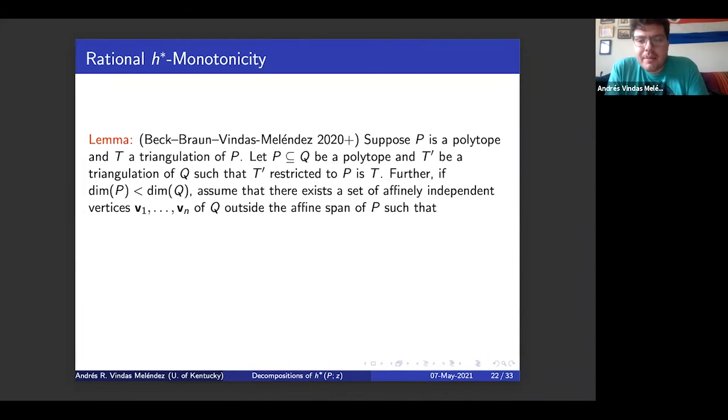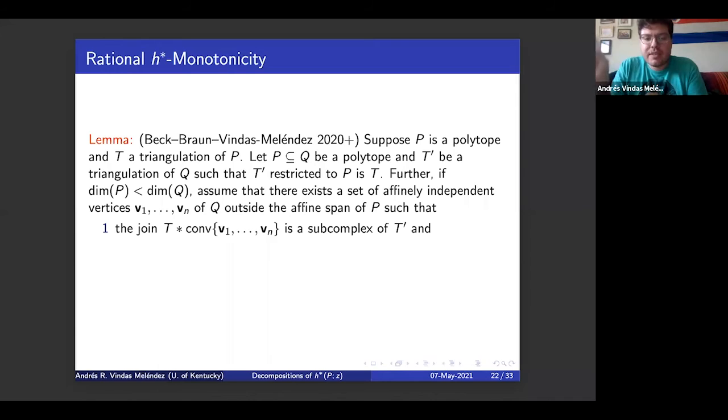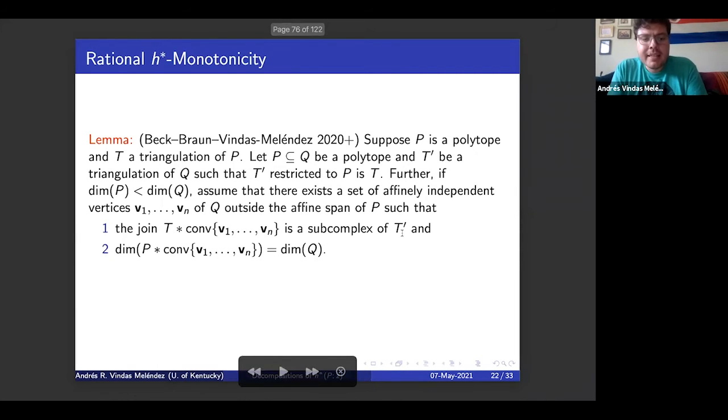And when I was originally thinking about this, I kept on ignoring the fact that my smaller polytope P could be lower dimensional. I was always taking things to be full dimensional. So here's the intricacies of these things. If the dimension of P is less than the dimension of Q, I have to assume that there exists a set of affinely independent vertices of Q that sit outside the affine span of P, such that the join of T with the convex hull of those vertices outside the affine span of P is a subcomplex of T prime. And the dimension of P join the convex hull of those vertices is exactly the dimension of Q, okay?